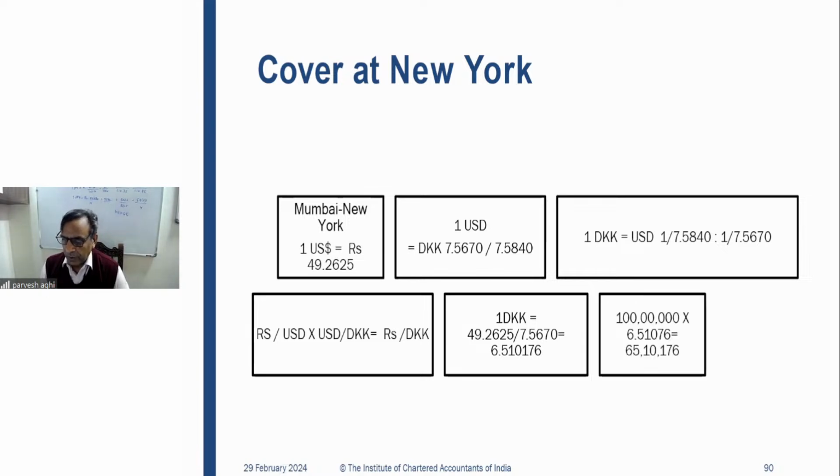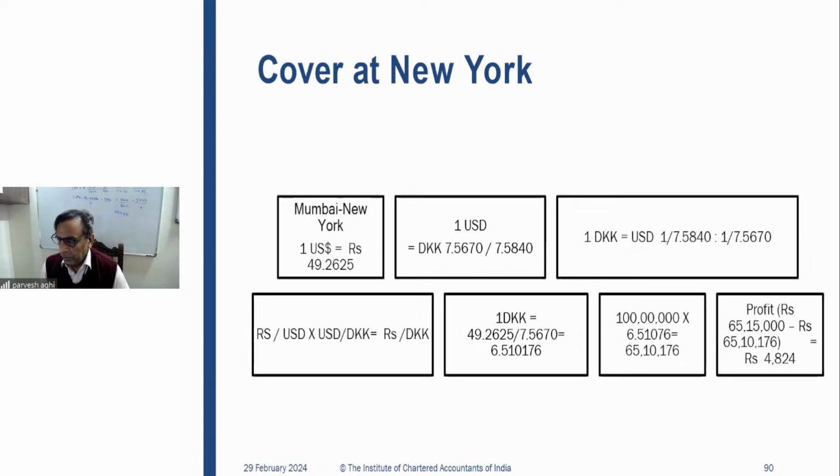So he's going to buy. So that means he's going to get this much. So 10 crores into 6.50. So the rate was 6.51. Okay, fine. So that means he has to pay 65,10,176 for covering this in New York.